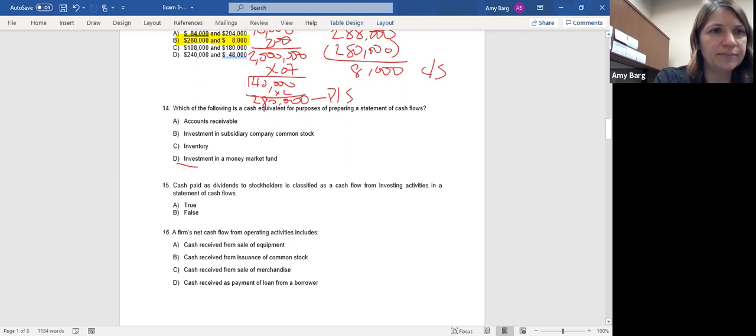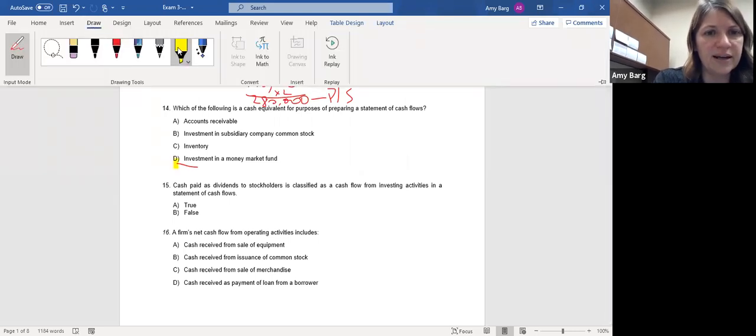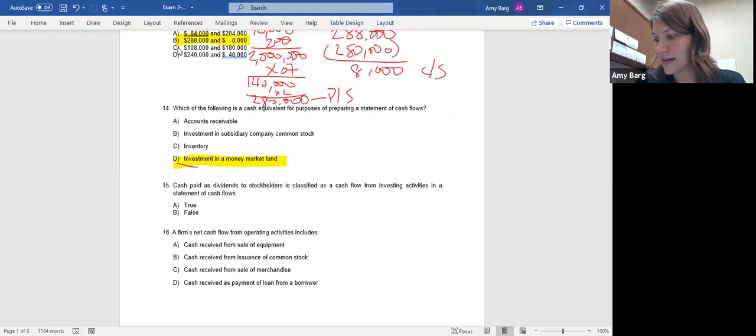A cash equivalent is any short-term, highly liquid investment purchased within 3 months of maturity. So an investment in a money market fund, that's a very liquid investment. It's very close to cash. Accounts receivable, you would hope that it is close to cash, but it's not a cash equivalent. The other ones are definitely not going to be even close.